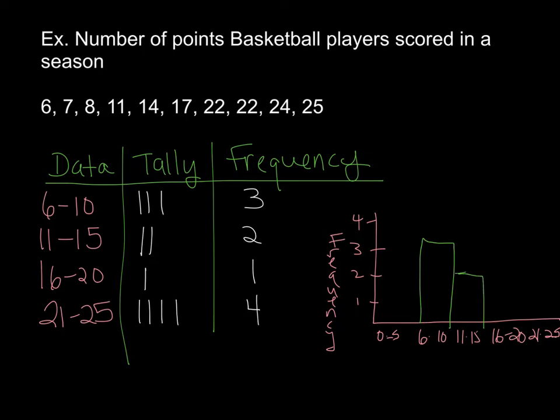Now notice my bars connect. In a histogram, the bars touch. In a bar graph, they do not. 16 through 20, I'm at 1. And then at 21 through 25, I'm at 4. So I have to go all the way up here to 4 and connect my bar. So there would be the histogram graph of this frequency table.